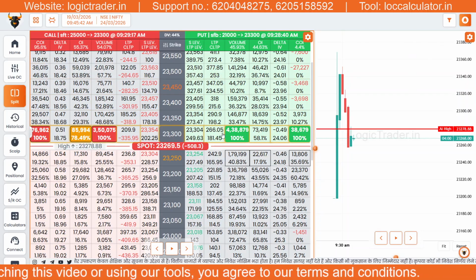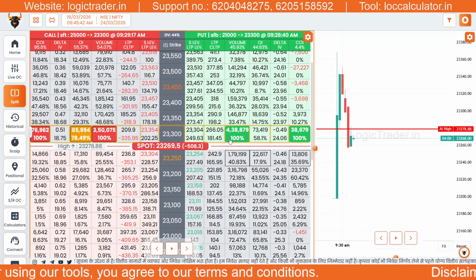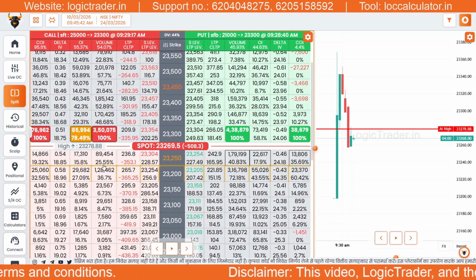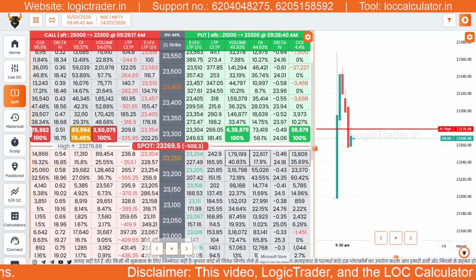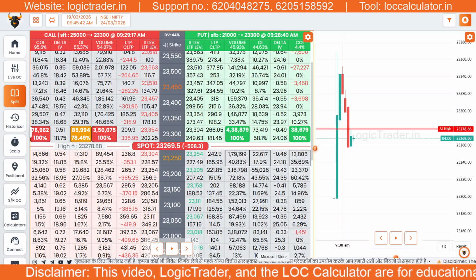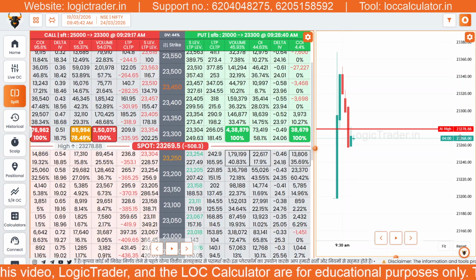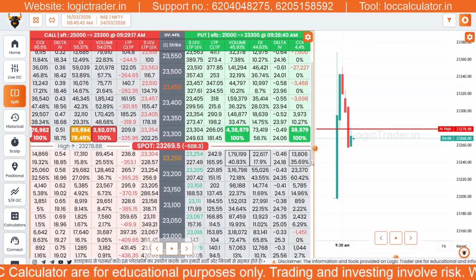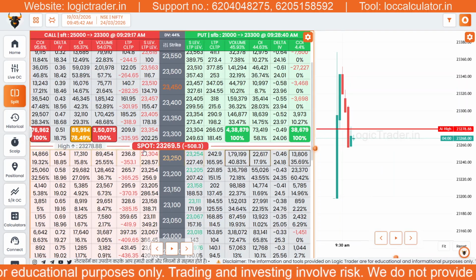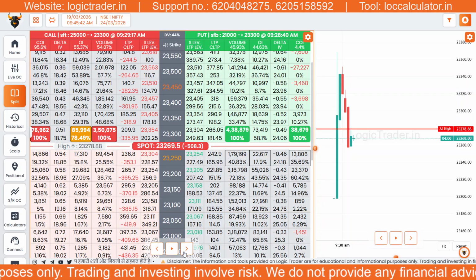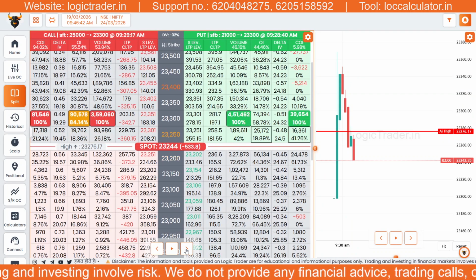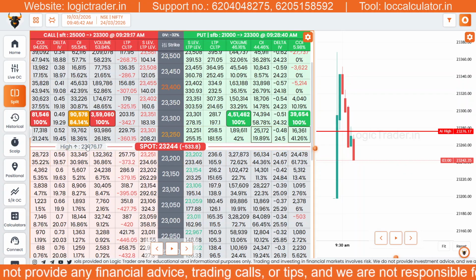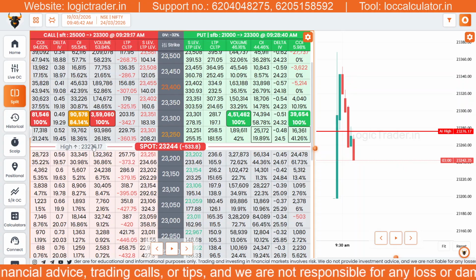So this setup clearly suggests that the market is under strong bearish pressure. From this point, we can consider taking a bearish trade around the level of 23,078, expecting the market to move downward. Okay, now the level is 23,076. So this is the expected level of the market for taking the downward trade.